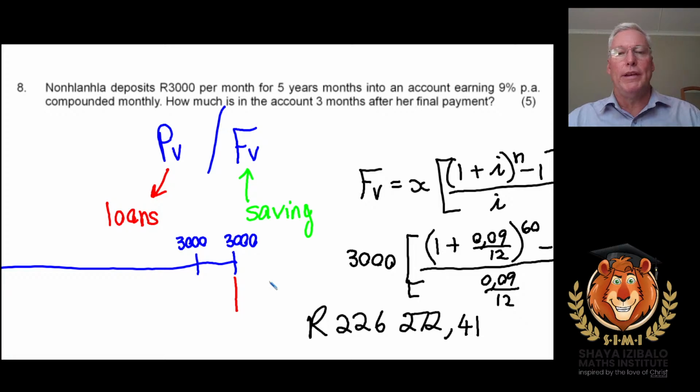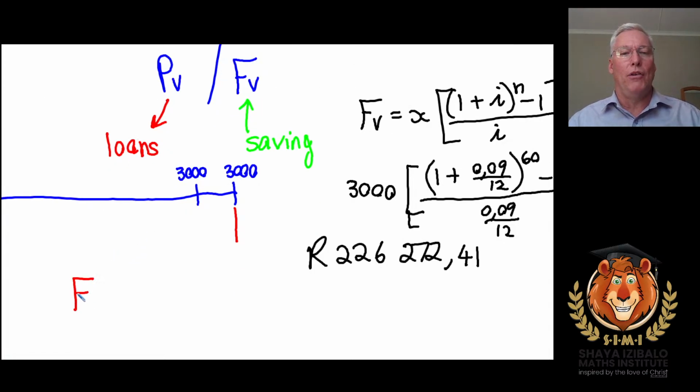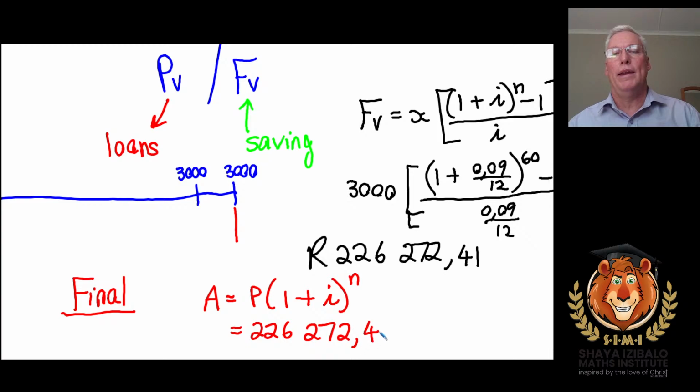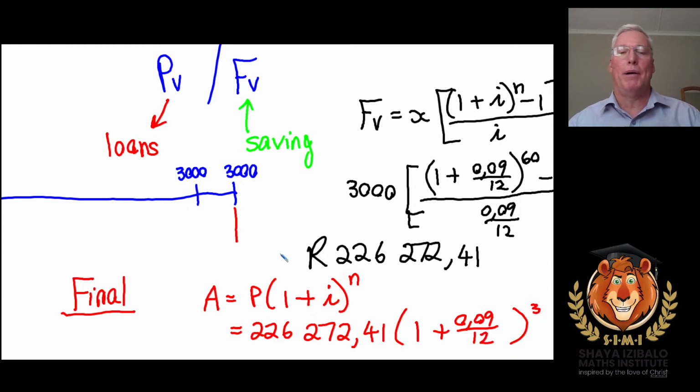So now what we still need to do, her final amount is actually going to be not an annuity, just our normal compound interest formula, P(1 + i)^n, for 3 months. So it's going to be 226,272.41, and although I've written that number down there, when I do the calculation I'm going to use the full accuracy, which is still on my calculator. And this is just going to be to the power of 3.